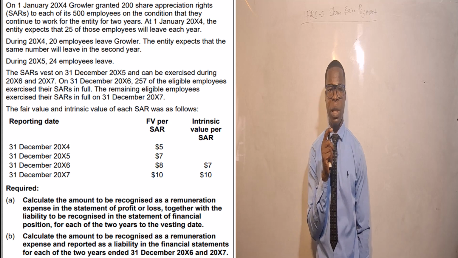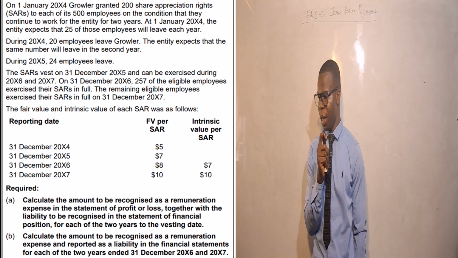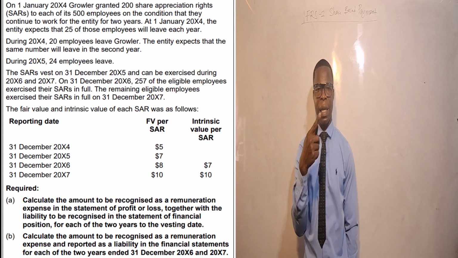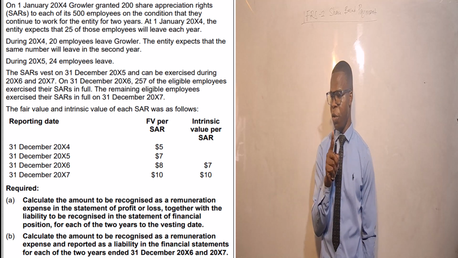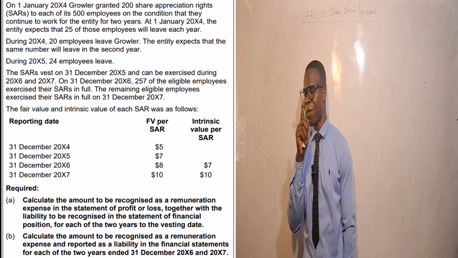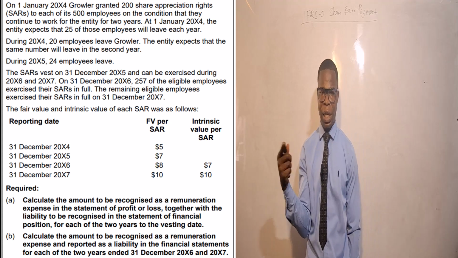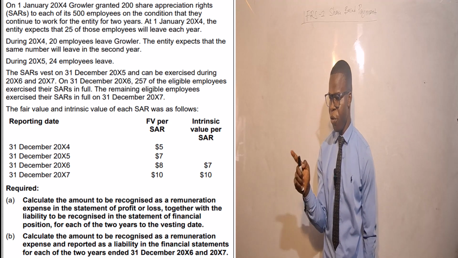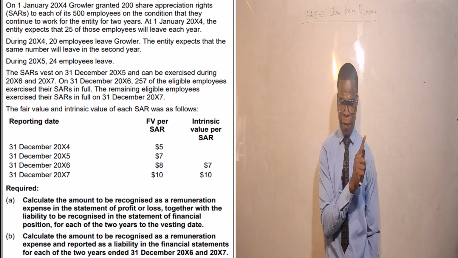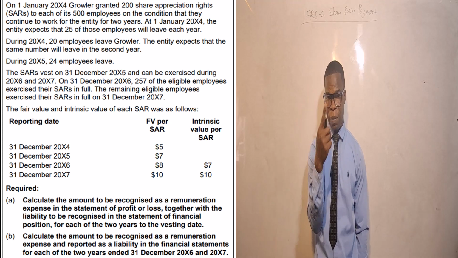Now, during 2014, 20 employees leave. Then the entity expects that the same number will leave in the second year. So, take note, during 2014, 20 employees leave. On 1st January, the expectation is that 25 of those employees will leave each year. Now, they said during 2014, 20 employees actually left. And then those that they expect to leave in the second year is the same 20.